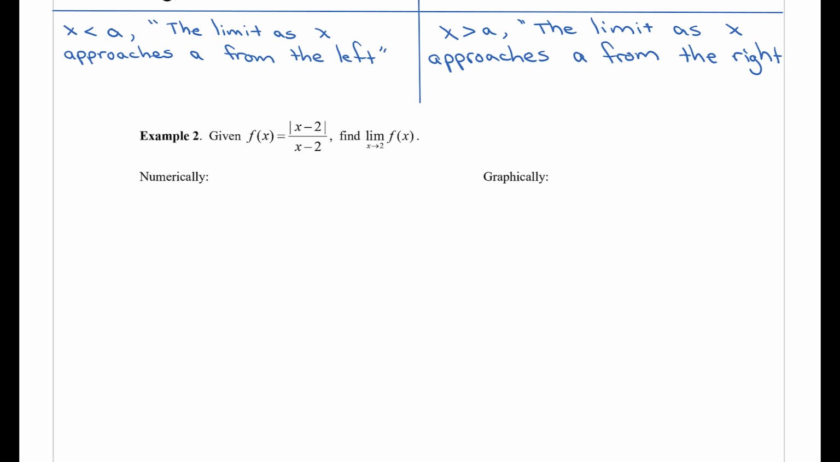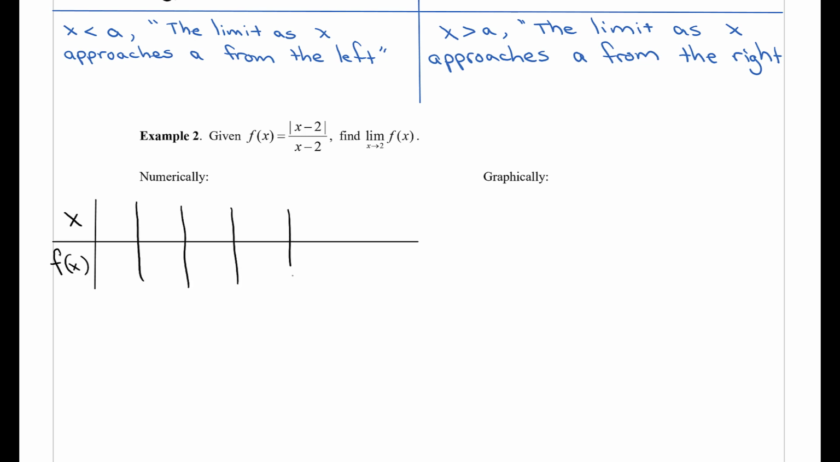Example 2, given f of x equals the absolute value of x minus 2 all over x minus 2. Find the limit as x approaches 2 of f of x. We're going to find this both numerically and graphically. Let's begin by finding this numerically. I'm going to create a table of values here, set up horizontally. The top row is going to represent my x values, and the bottom row is going to represent my f of x values. I'm going to draw some line segments here to separate the values for my different ordered pairs. Let's go ahead and switch over to the graphing calculator.